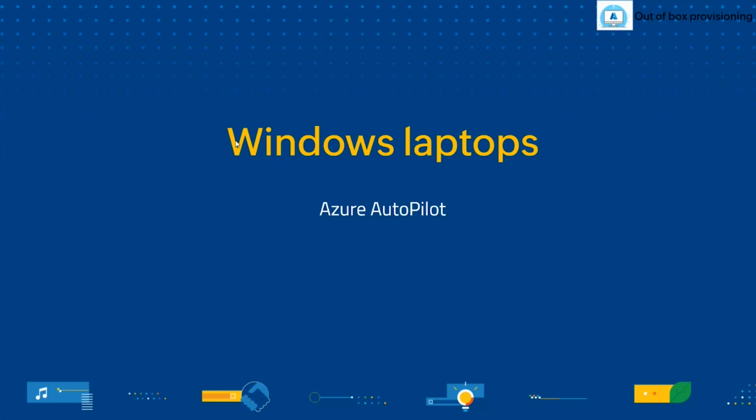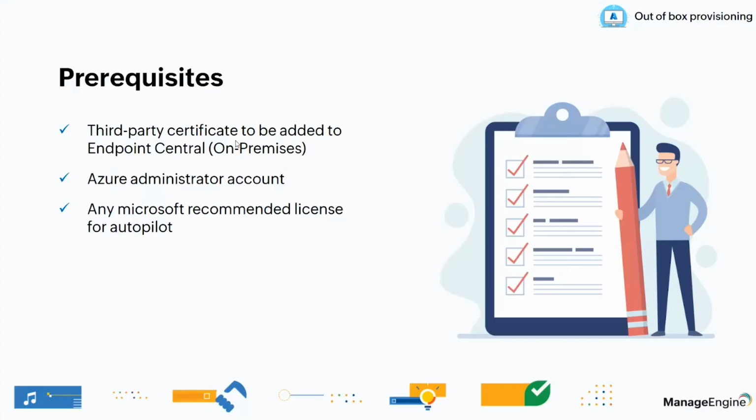First, I'll take you through the Windows enrollment, which is Azure Autopilot. So the prerequisites for this specific enrollment option is you need to have a third-party security certificate for your Endpoint Central server if you are using on-premises Endpoint Central. If you are on cloud version, this is not needed. So this is only for on-premises.